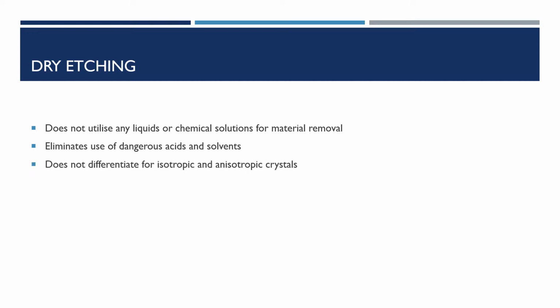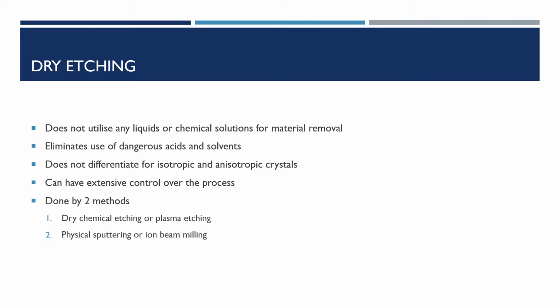It also does not differentiate between isotropic and anisotropic crystals or the substrate from which the material has to be removed. It gives uniform performance for both isotropic and anisotropic crystals. Now, since it does not involve many spontaneous chemical reactions, this process can be controlled by manipulating the process parameters. Thus, we can have extensive control over this process compared to the wet etching.